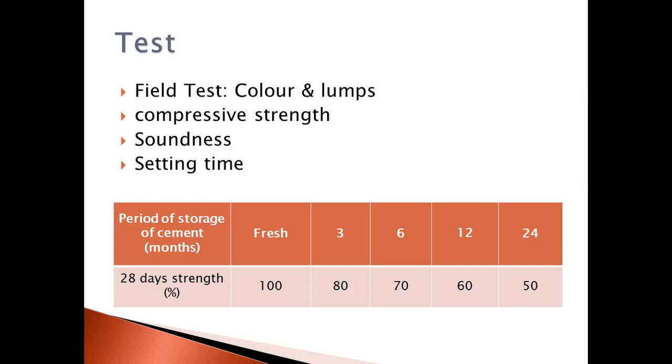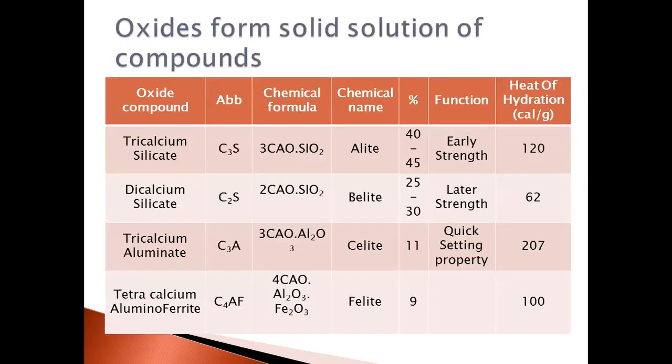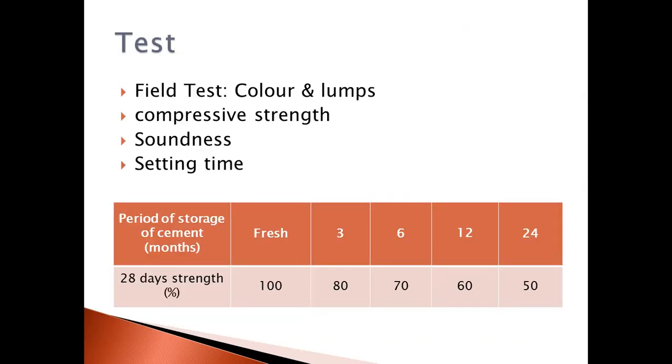And the next one is the final setting time of the cement, that is 10 hours. So after 10 hours we can't change the shape of the cement. So that is initial setting time. Another one is final setting time. As we discussed earlier, the initial setting time, that is early strength, is due to C3S, and the later strength, that is due to C2S.